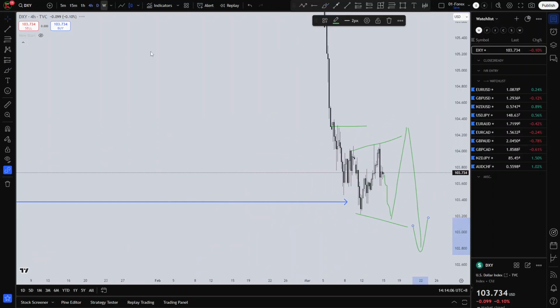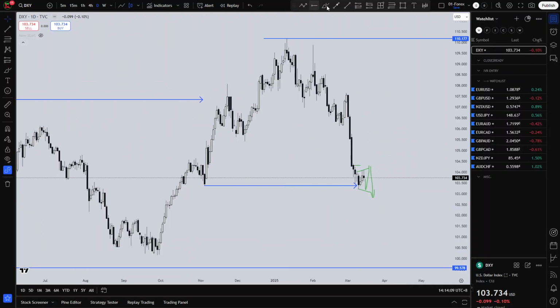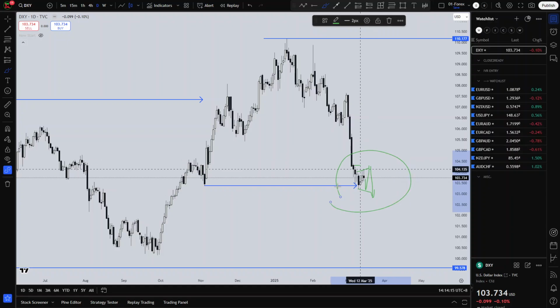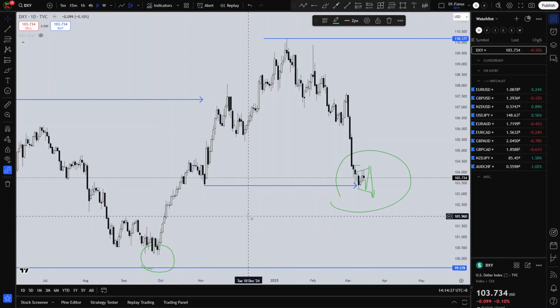If we then go to the daily, we can see that would also be in proportion. After such a strong impulsive move to the downside, that would then be positioned ideally and enough volume for the next leg to the downside, ultimately closing this gap here to the previous low of the overall bigger structure.